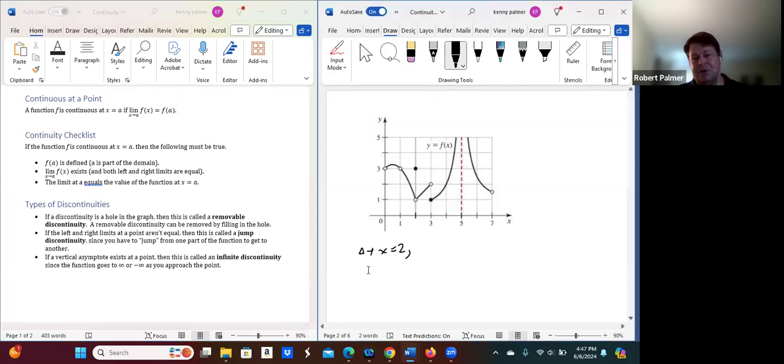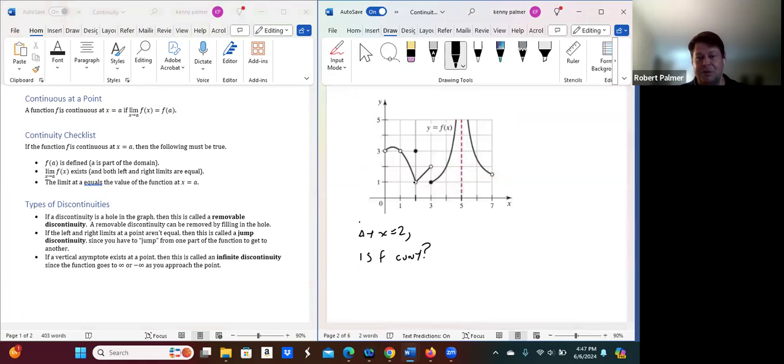So let's ask this question. Is f continuous at x equals 2? Let's take a look. At x equals 2, f of 2 does exist. f of 2 is equal to 3. So it does exist in this case. That's true.